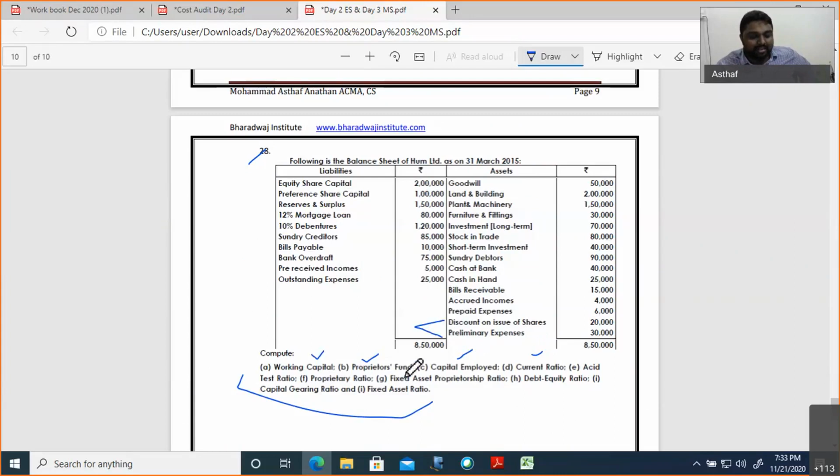Acid test ratio, what is acid test ratio? You will eliminate the stock. Then proprietary ratio we have discussed. Fixed asset proprietary: in the denominator, instead of total asset, we will take fixed asset. Debt equity we have discussed. Capital gearing, you know, that is external funds to equity shareholders' funds. Fixed asset ratio. So you can do it as homework.